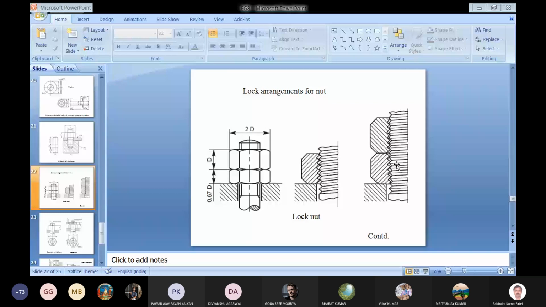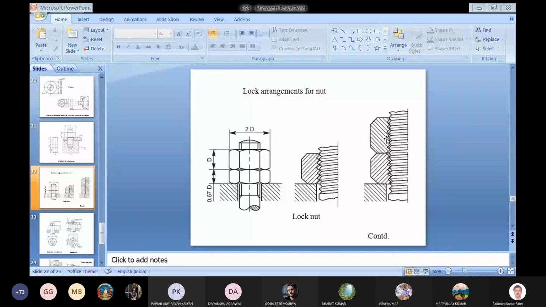It has a tendency to put the body of the bolt in tension. So the natural tendency will be that it will try to contract. If it is trying to contract, it means it is trying to hold the nut and the lock nut together. So in this way, it locks the nut, the bolt, and the lock nut.